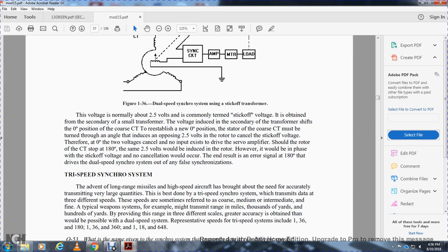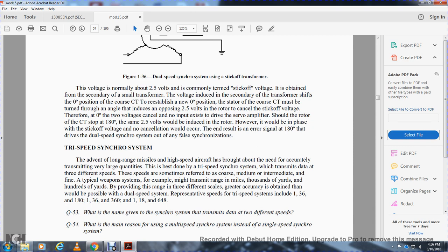the same 2.5 volts would be induced. However, it would be in phase with the stick-off voltage. No cancellation would occur, and the result is an error signal, driving the dual speed synchronizing system out of any false synchronizations. Or your tri-speed synchronizing system.